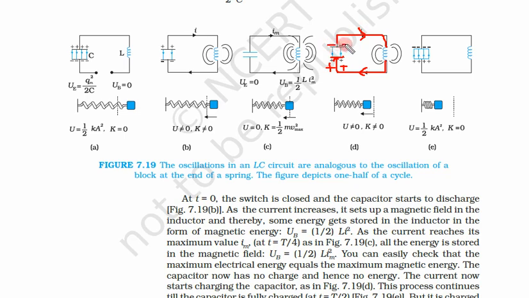Since this was the direction of flow of current, this capacitor has now started charging in the opposite direction. Now this inductor is charging the capacitor. Previously the capacitor provided the current to set up the magnetic field in the inductor. Now this inductor is charging this capacitor and slowly it is losing its magnetic field. Current has started decreasing, and charge on this capacitor has started increasing.